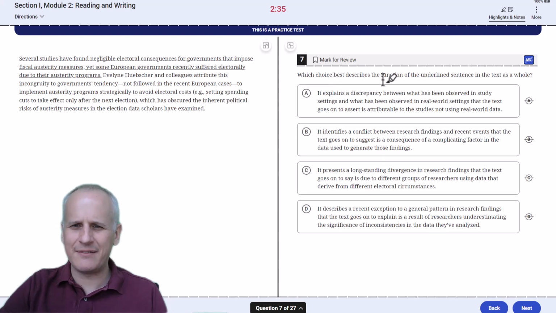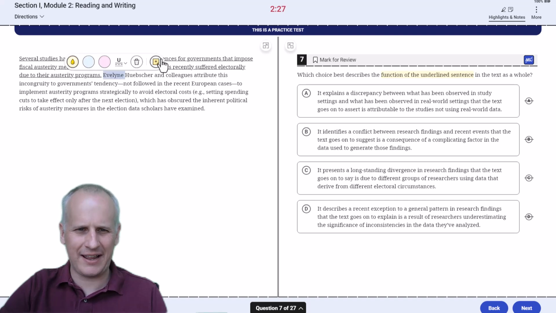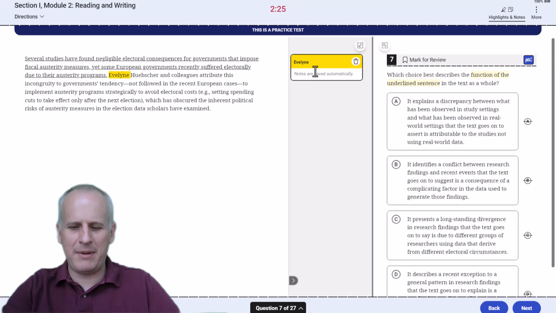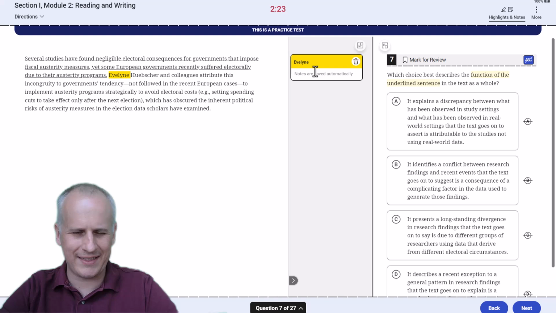Now, for number 7, we're being asked for the function of the underlined sentence. So this is asking, why is it there, not just what does it say? So we can potentially just highlight here and get our notes. So we're going to have a mental prediction in the notes of why that sentence is there.